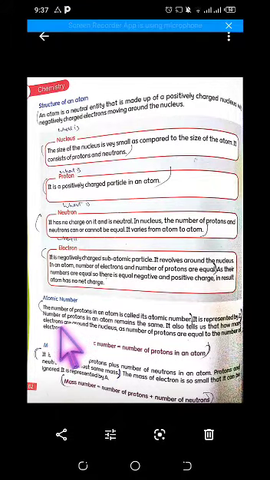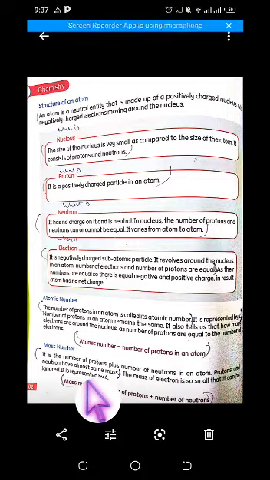Then comes atomic number. How would you explain atomic number? The number of protons in an atom, as you know, protons are present in the nucleus. The number of protons in an atom is called its atomic number, and it is represented by the letter Z. You can write it over here, or it's written in the book. Atomic number is equal to the number of protons in an atom.